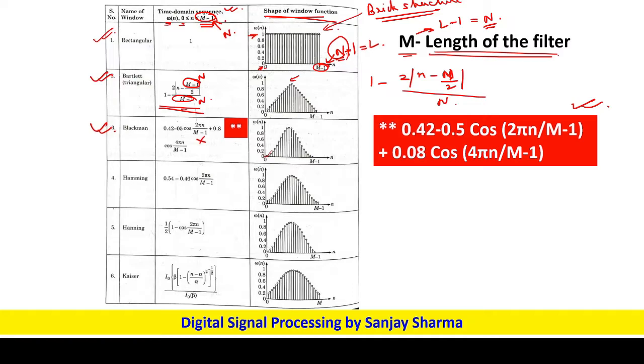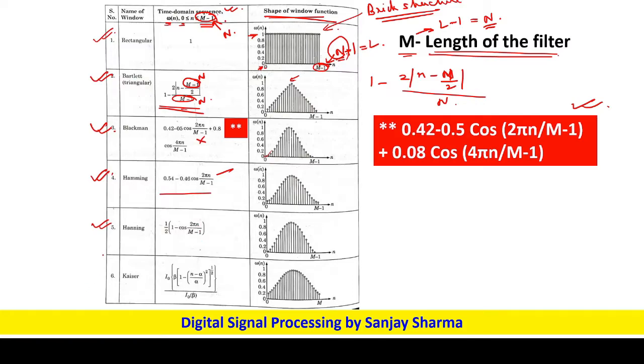Okay, then we have the Hamming filter or Hamming window. In the Hamming window, the equation is 0.54 minus 0.46 cos of 2 pi n divided by m minus 1. Okay, then again we have the Hanning window, given by 1 by 2 within bracket 1 minus cos of 2 pi n divided by m minus 1.